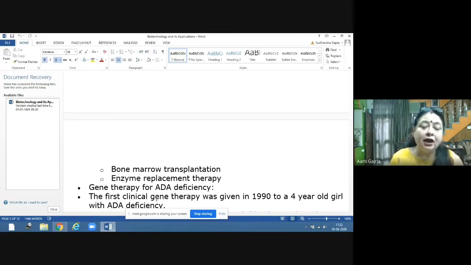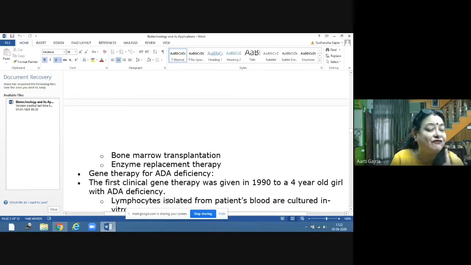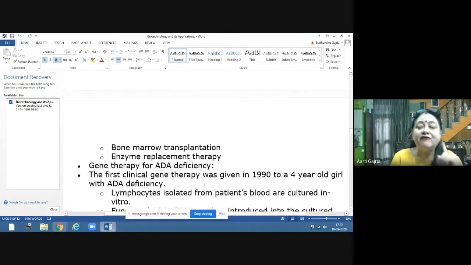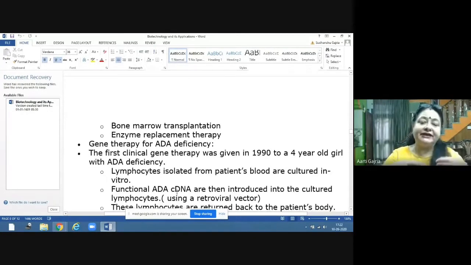Now, gene therapy for ADA deficiency was the first clinical gene therapy, which was given in 1990 to a 4-year-old girl who had ADA deficiency. What they did was they isolated the lymphocytes of that girl. These lymphocytes were isolated from the patient's blood and they were cultured in vitro.